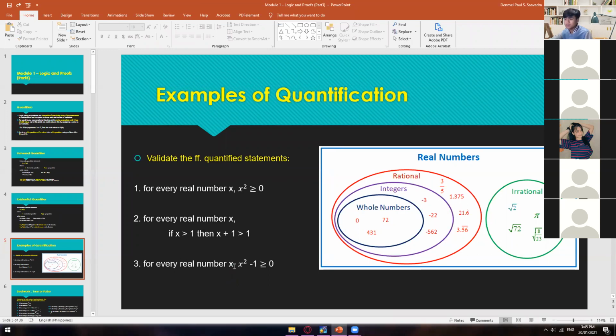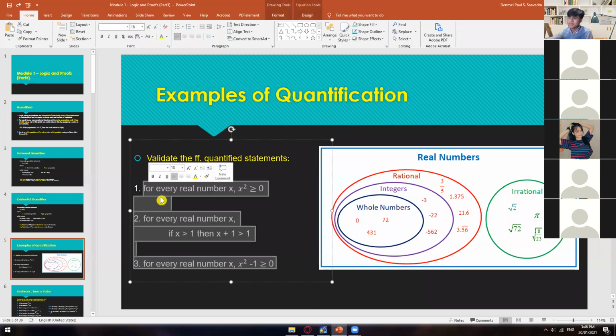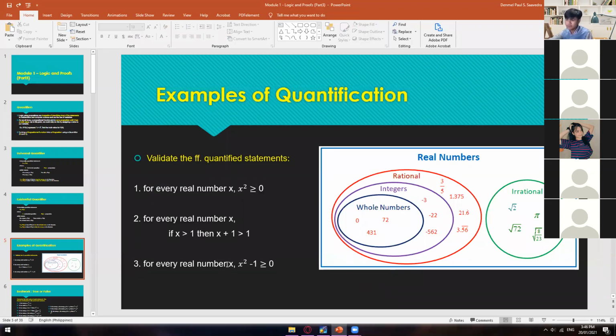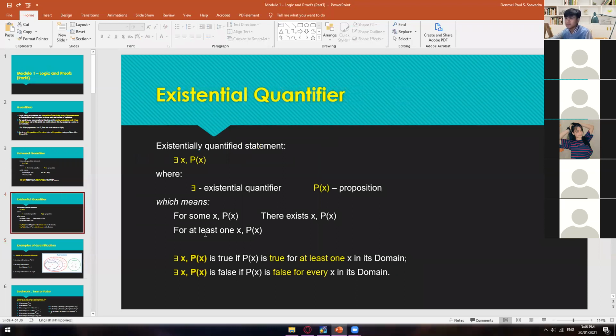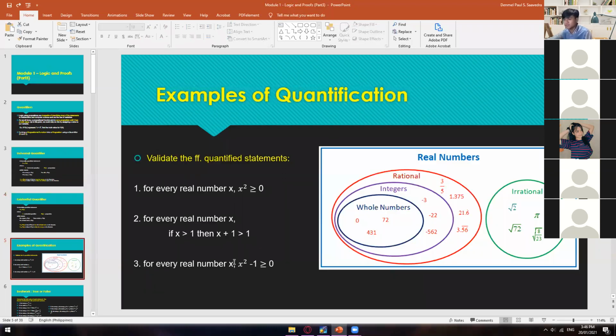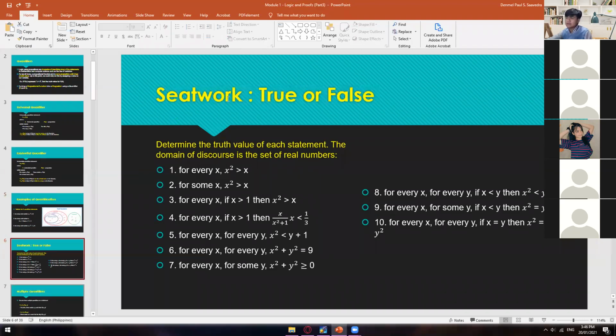So in here, this one is existentially true, but universally false. I hope you're getting the idea of the usage of universal and then existential. That's how easy it is to identify a statement, reading it as for every real number, for all, for some, or for at least one, and so on, depending on the structure of the statement. Once you understand this, you can proceed and answer our statement.